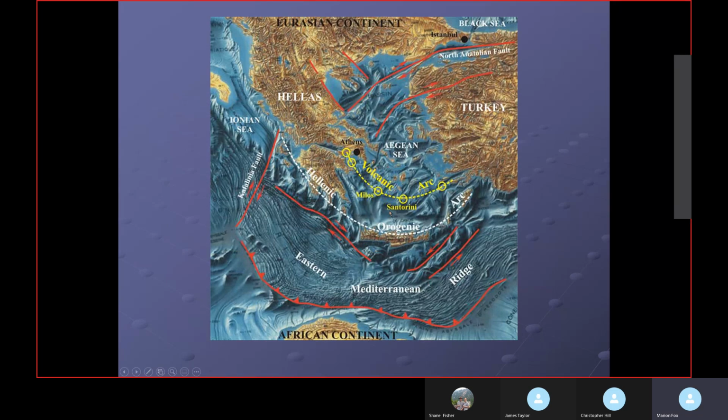Here's the Eastern Mediterranean Ridge, and here's the Ionian Sea, and here's Greece, Aegean Sea, here's Turkey, and the North Anatolian Fault. Anatolia is the Greek word for east. So that's east of Greece. There's your Black Sea, and the Straits of Bosphorus right here, and there's the Dardanelles Straits down here.